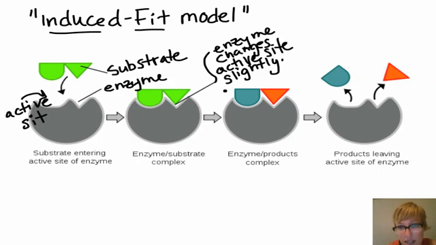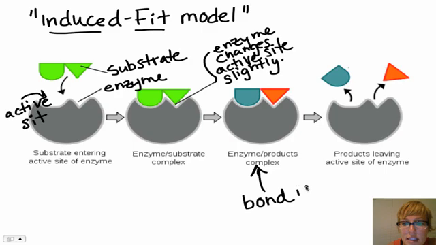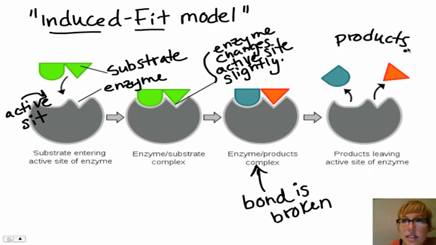Okay, so then the enzyme acts upon the substrate, and here in this step the bond is broken. And on this step our products are made. Yay! Okay, so if we look at this like catalase, we have hydrogen peroxide here, and at the end we would have water and hydrogen gas.